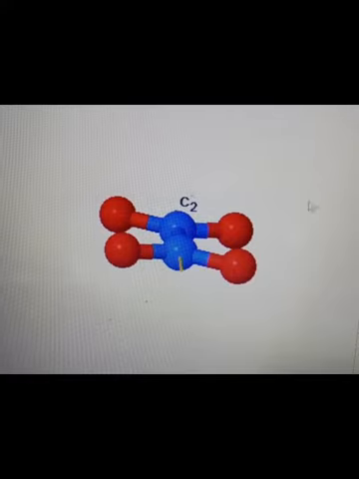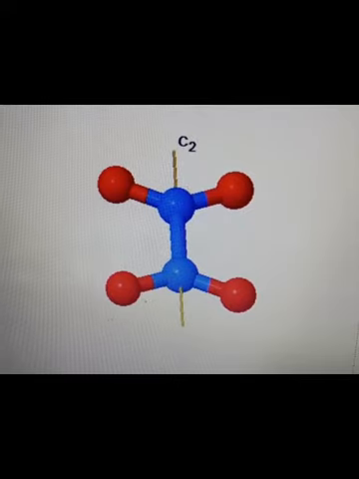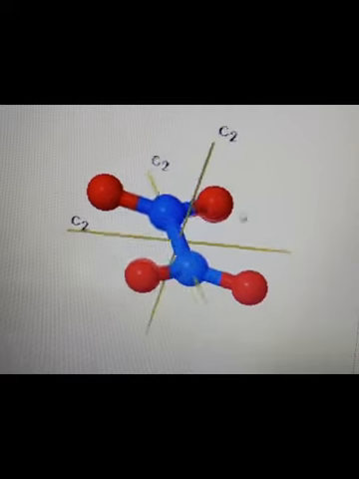This is how the rotation is taking place. This is the principal rotational axis of symmetry, C2. To this principal axis, you should have two C2s which are perpendicular. Now this molecule has two C2s perpendicular, you can see here.